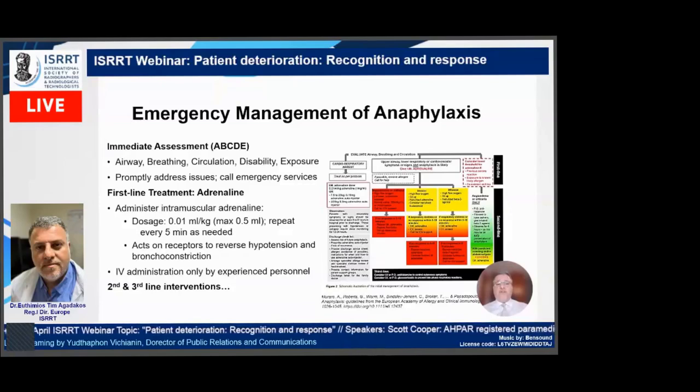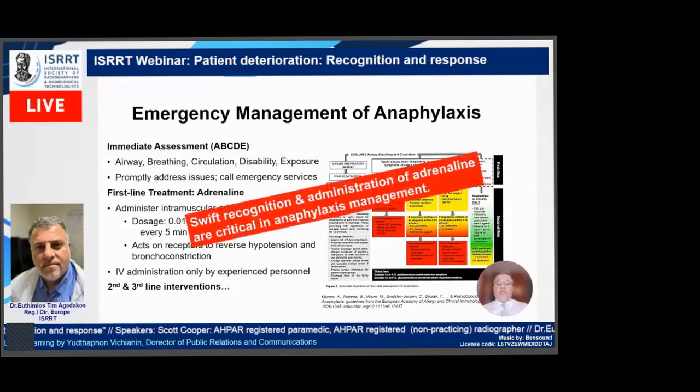As illustrated in the figure to your right, the management algorithm for anaphylaxis is comprehensive and it encompasses 3 distinct lines of intervention. It is crucial to recognize anaphylaxis quickly to enable the prompt administration of intramuscular adrenaline. However, it is also essential to adhere to national regulations and professional competency standards regarding the interventions we are authorized to perform as radiographers, radiological technologists.